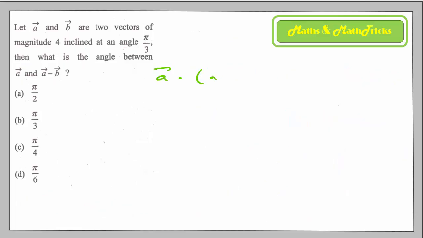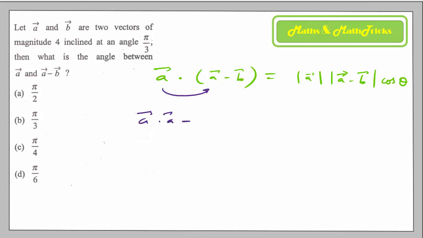So what is the formula then? We are about to take A dot A minus B, magnitude A into magnitude of A minus B, cos of theta. Now LHS, let us evaluate. How do you expand this? A dot A minus A dot B equal to magnitude A is 4, magnitude of A minus B also we got 4, cos of theta.